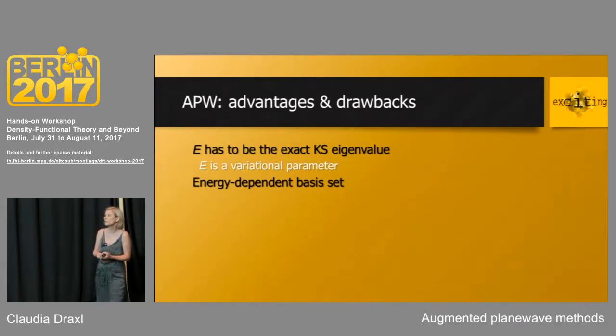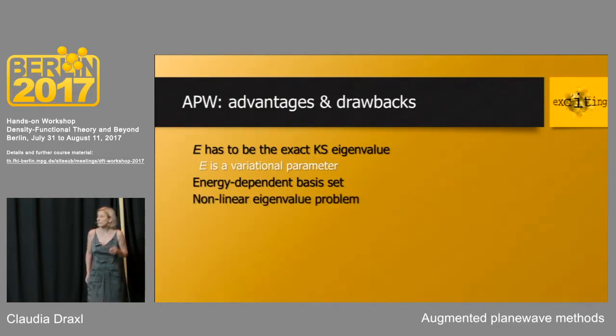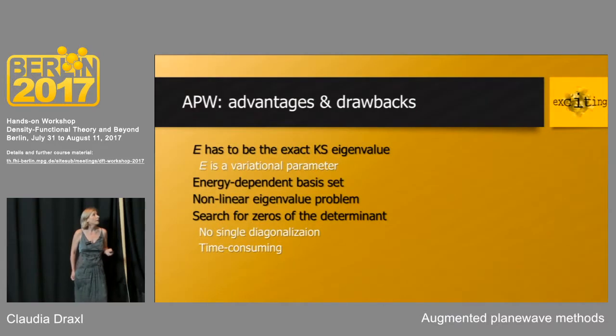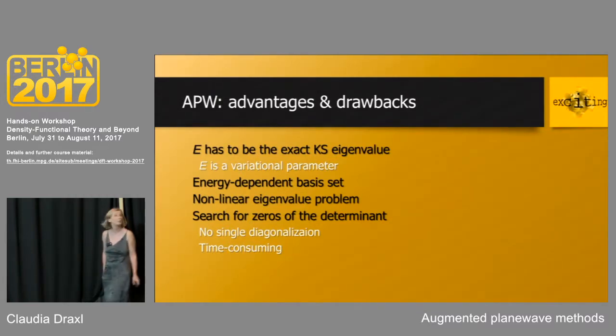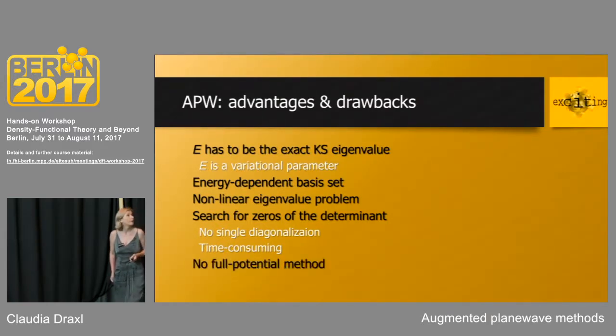So finally, it should be the same like the Kohn-Sham eigenvalue that you get out from a Hamiltonian equation. And this gives you a nonlinear eigenvalue problem. So the basis matrix, the Hamiltonian matrix, depends on the energy. And this means you cannot solve the eigenvalue problem in a single shot calculation, but you have to search for the zeros of the determinant. And this is, of course, time consuming and also numerically pretty tricky.